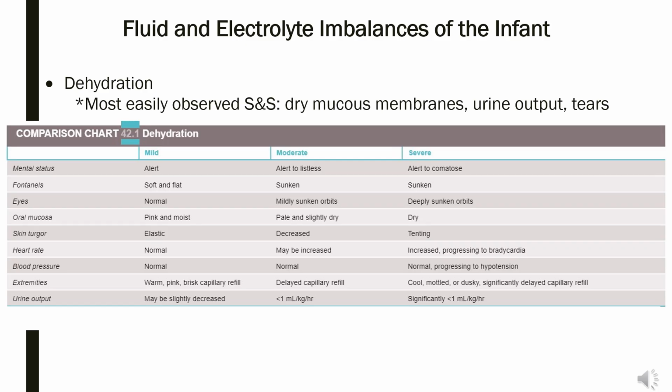So the key takeaway is that severe dehydration affects neurologic status, cardiovascular stability, skin integrity, and urine output. When you see lethargy, bradycardia, hypotension, tenting of the skin, sunken fontanelles, and very low urine output, this is an absolute medical emergency in an infant.